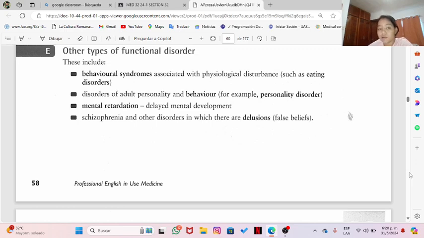Other types of functional disorder. These include behavioral syndromes associated with physiological disturbance, such as eating disorders, disorders of adult personality and behavior, for example, personality disorder, mental retardation, delayed mental development, schizophrenia, and other disorders in which there are delusions, false belief.